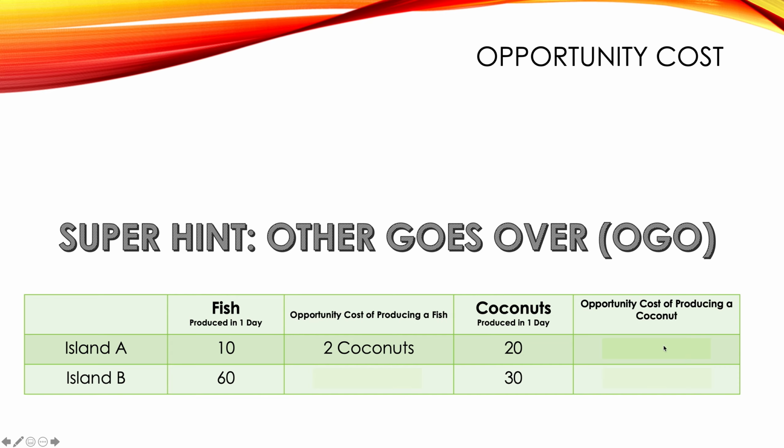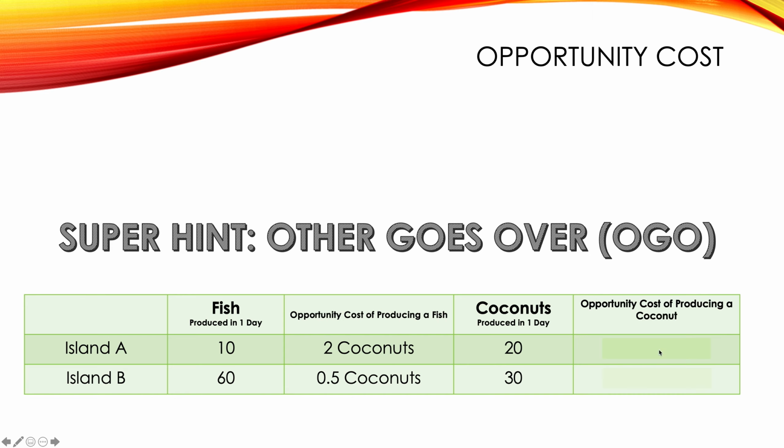What's the opportunity cost of producing a coconut? Well, take the other 10 and put it over... Oh, I'm doing the wrong one. Sorry about that. Let's go back down here. For island B, the opportunity cost of producing a fish? Take the other number, 30, and put it over 1/2.